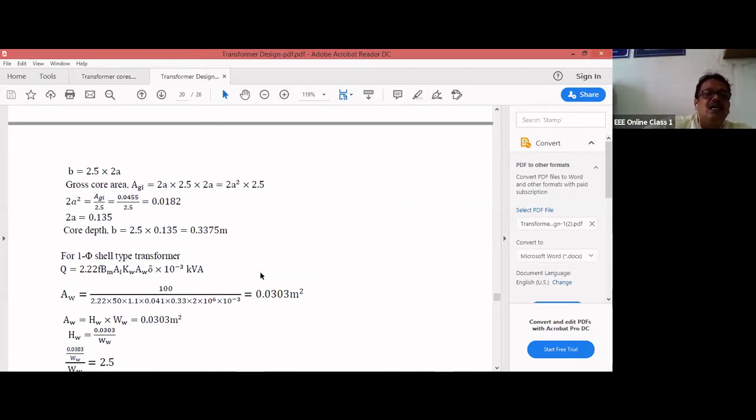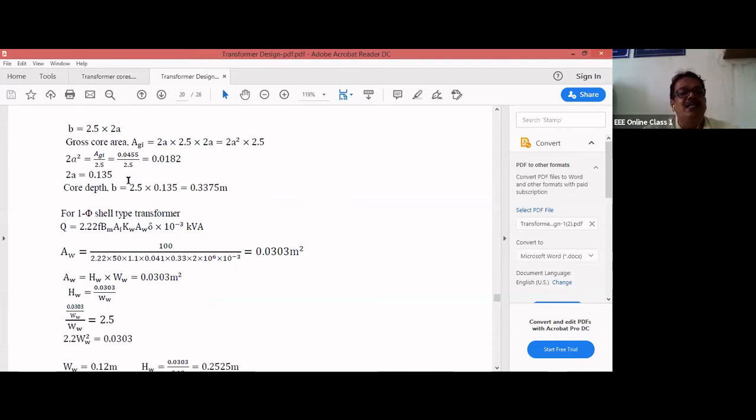So what is the dimension of the core? The dimension of the core is 2A into B. So 2A is equal to 0.135, and depth B is equal to 0.3375. Those are the dimensions of the core. Since it is a shell type, width will be 2A and depth will be B.